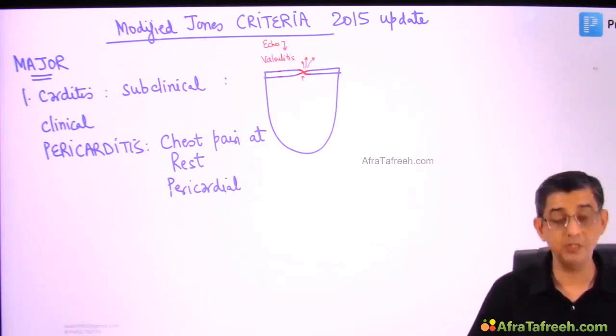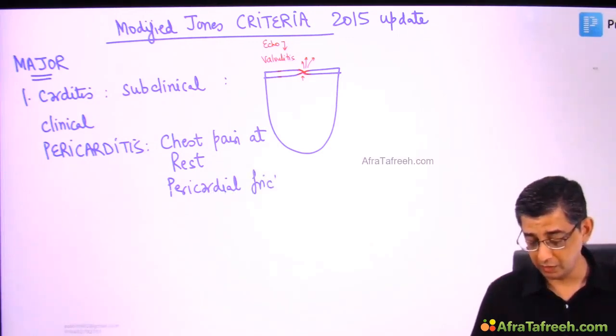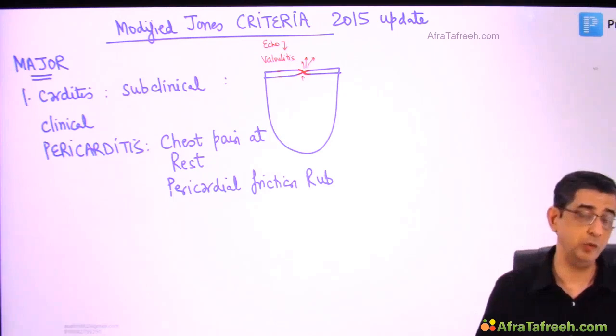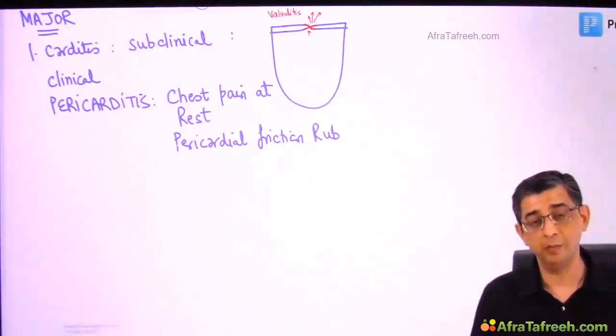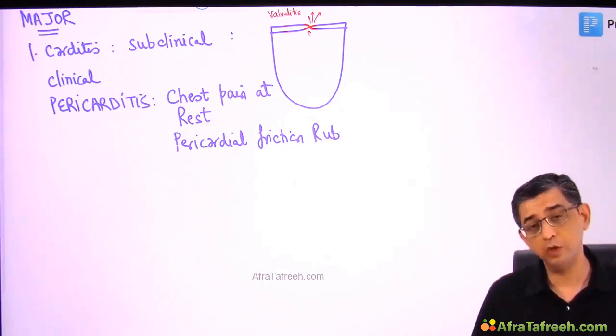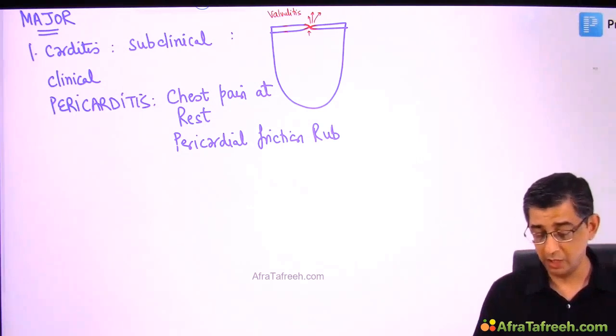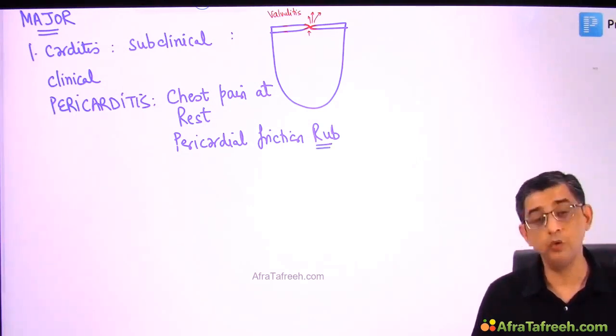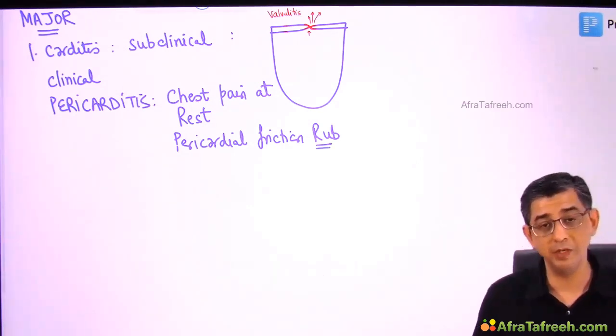This scratchy sound of the chest is called pericardial friction rub and can be easily differentiated from pleural rub, because pleural rub is related to breathing, but pericardial friction rub is independent of breathing per se. This is going to persist even on breath holding. The scratchy sound on the chest will persist on breath holding, whereas pleural rub is mainly present on inspiration.